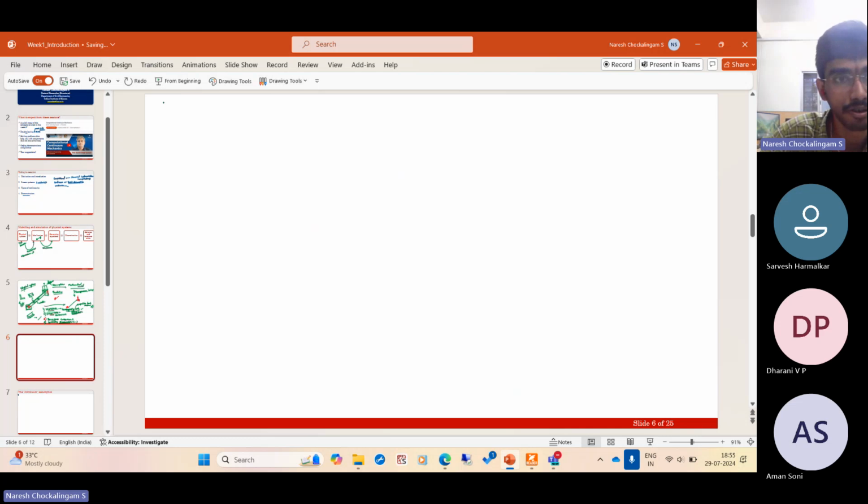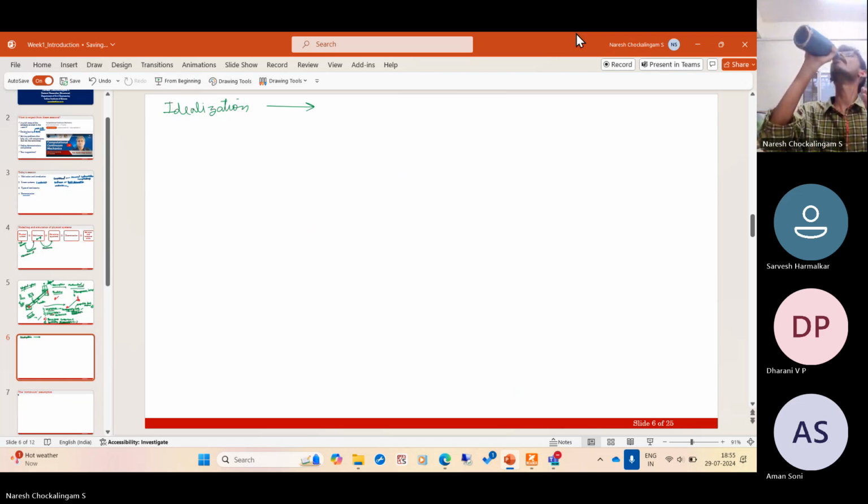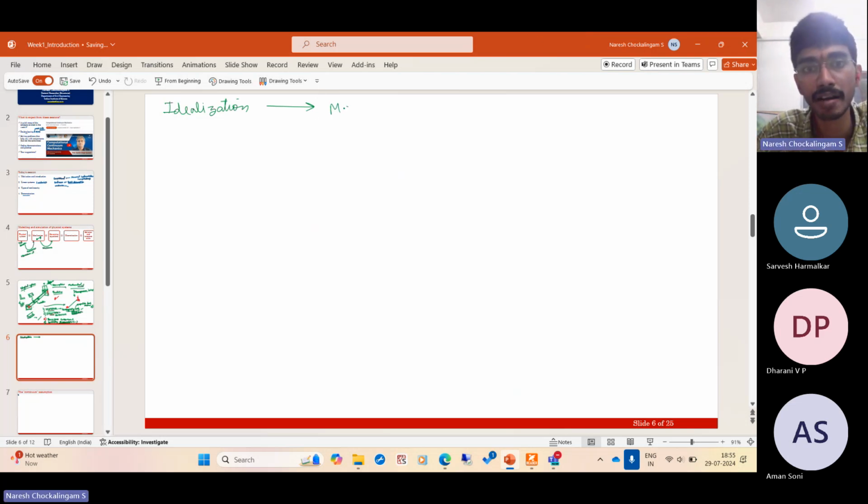So to go from the idealization to the mathematical model, getting to the mathematical model from idealization, it's a critical step. It's a very critical step.